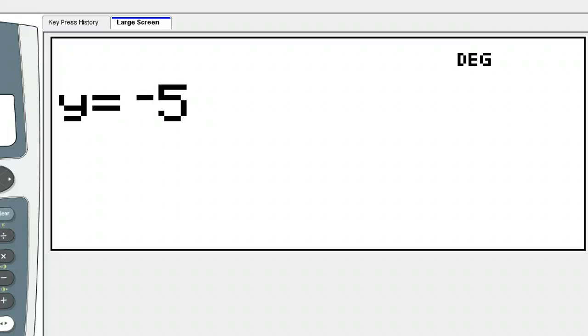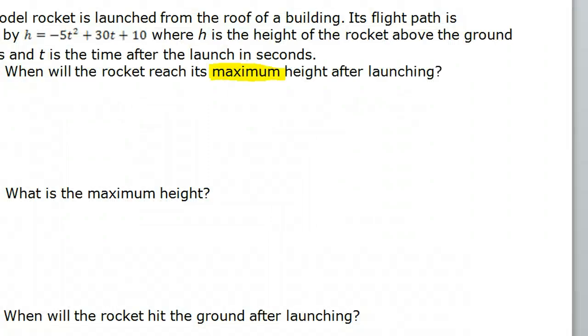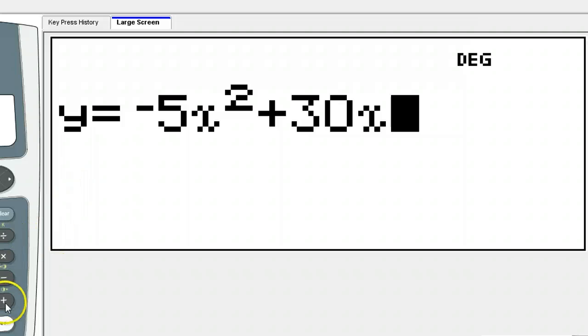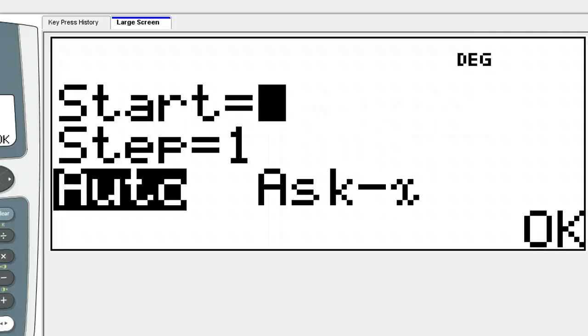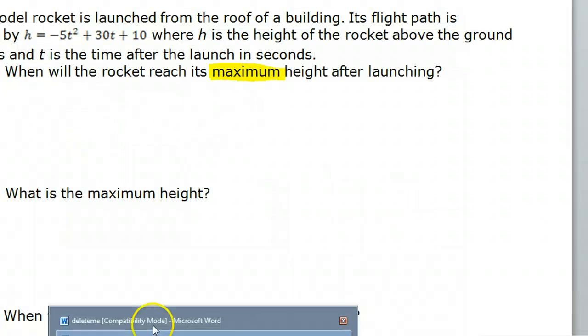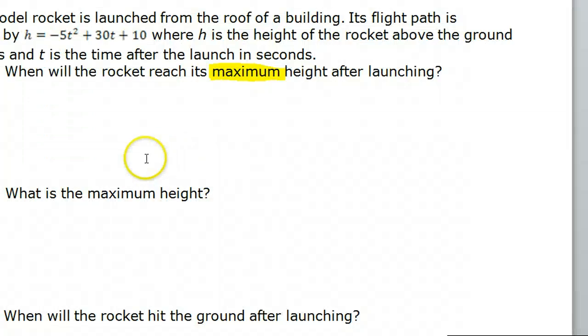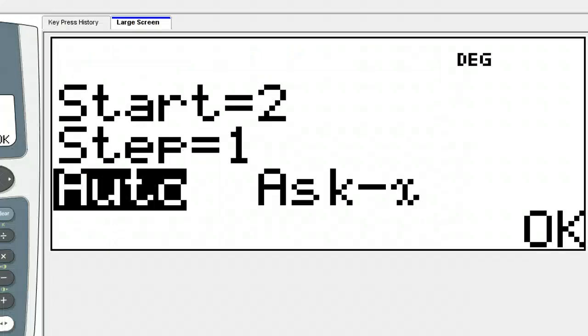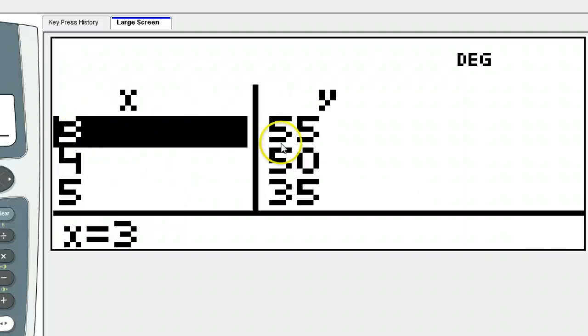Okay, so negative 5x squared plus 30x, and then what was it? Plus 10. Okay. Now, we want to see what's happening at a time of 3 seconds, which will be an x value of 3 for us. So might as well start at 3. So at 3 seconds, we're at a height of 55 meters.